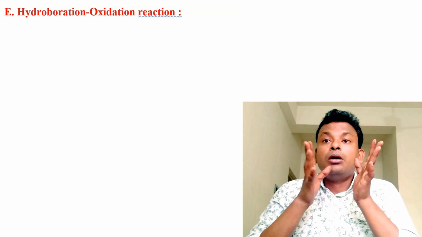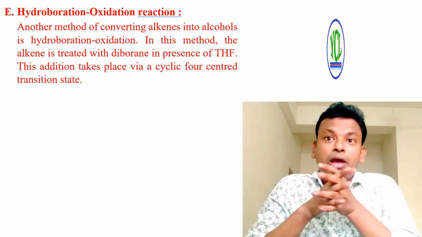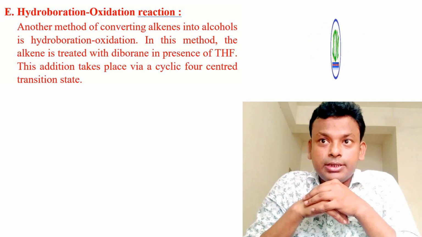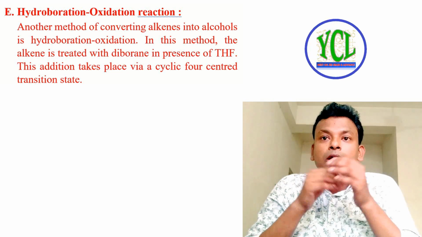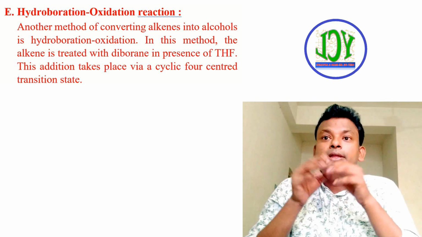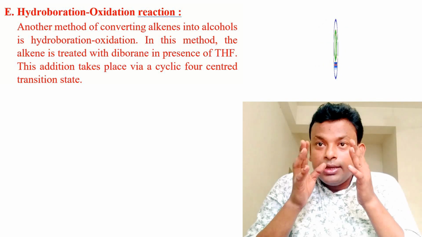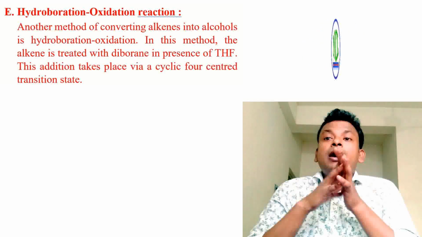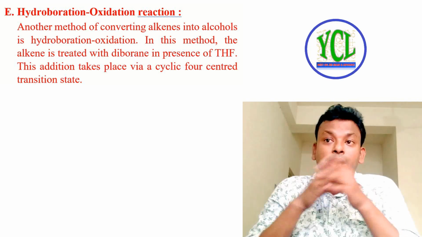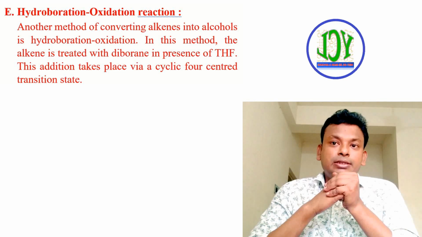Another method of converting alkene into alcohol is hydroboration-oxidation. In this method, the alkene is treated with diborane in the presence of THF. This addition takes place via a cyclic 4-membered, or 4-centered, transition state.